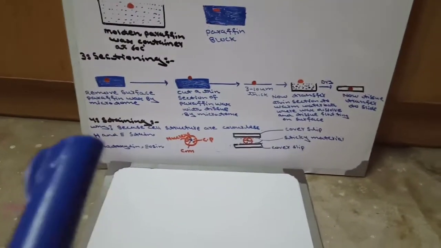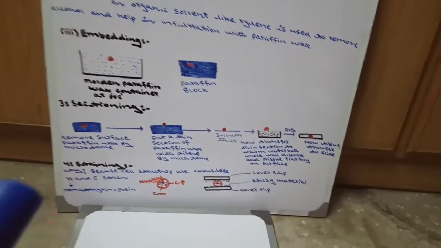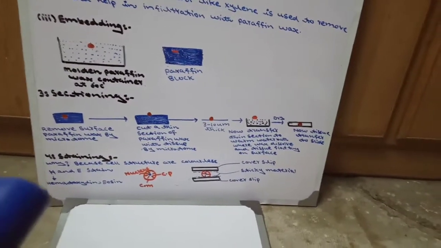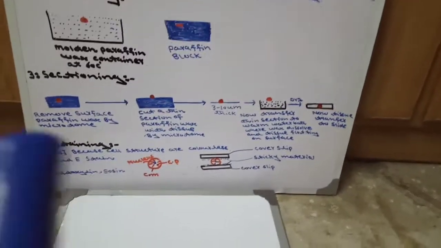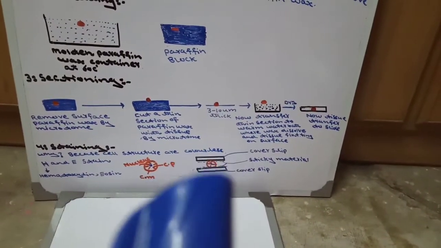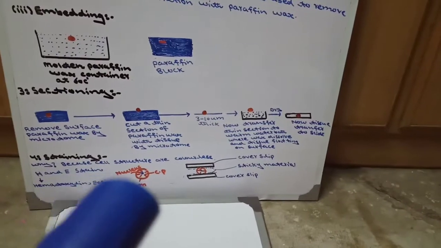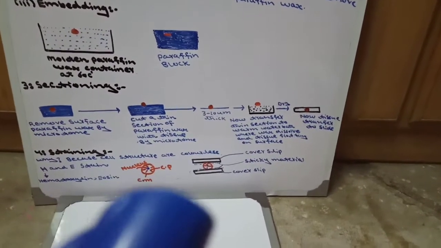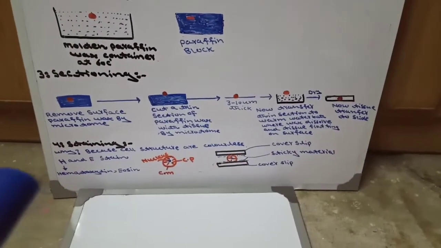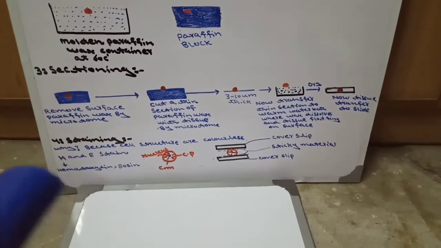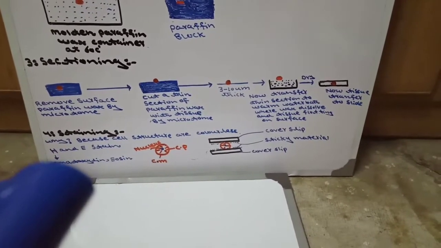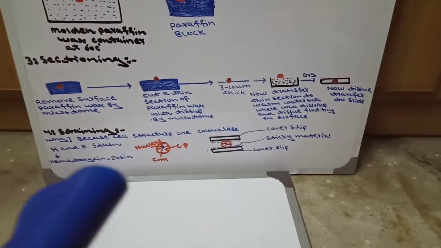After sectioning, the last process is staining. In staining, the first question is why we stain the tissue specimen. Because cell structures are colorless. We cannot differentiate without staining. Now in staining we use H and E stain, hematoxylin and eosin stain.